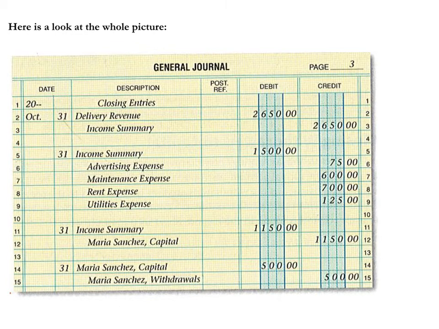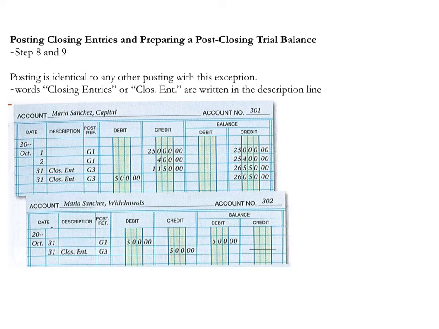We have the words closing entries at the top, and then we have, again, step 1, revenue to income summary. Step 2 is the expense accounts being transferred to income summary. Step 3, we're going to transfer the income summary to the capital account. And then finally, with step 4, we will transfer the withdrawals account to the capital account. And now at this point, the capital account should be up to date. So we need to prove it. We do this by posting our closing entries and preparing a post-closing trial balance, wrapping up steps 8 and 9.